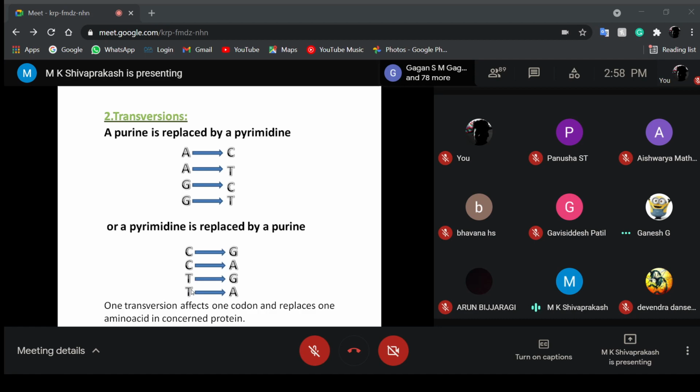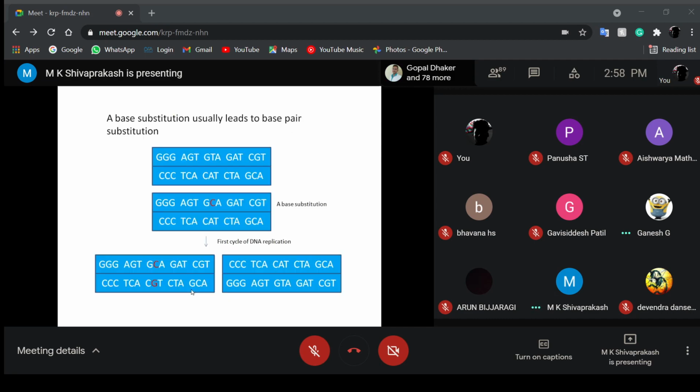So as a result, what happens? One transversion affects one codon and replaces one amino acid in the concerned protein. A base substitution usually leads to base pair substitution.